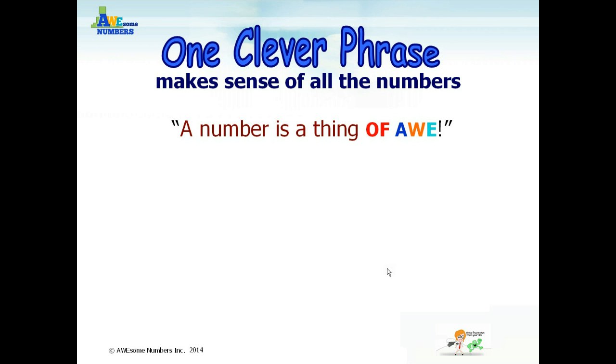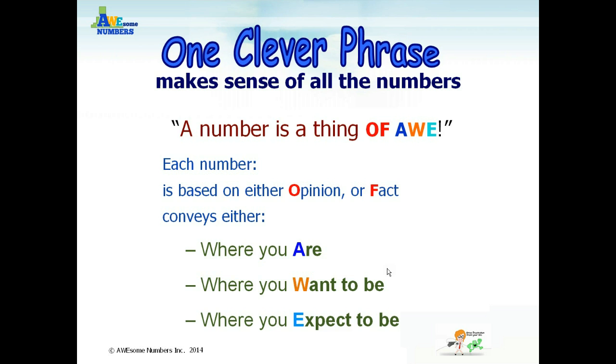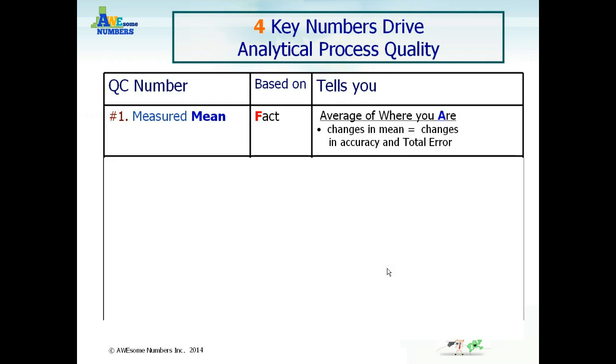I find you can understand almost everything you want to know about lab quality control with this one simple phrase: a number is a thing of awe. The "of" reminds you that each number is either based on opinion or fact, and each number tells you where you are, where you want to be, or where you expect to be.